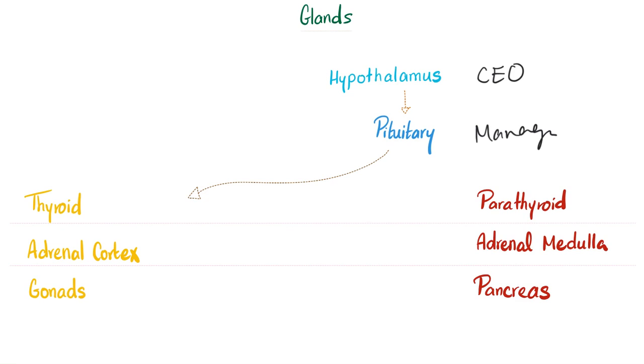After this, we have 3 glands that listen to the pituitary and 3 glands that could not care less about the pituitary. The 3 that care are the thyroid, adrenal cortex, and gonads. How do they care? Through TSH, ACTH, FSH, and LH respectively. Parathyroid, pancreas, and adrenal medulla do not listen to the pituitary. There is no connection between the pancreas and the pituitary.